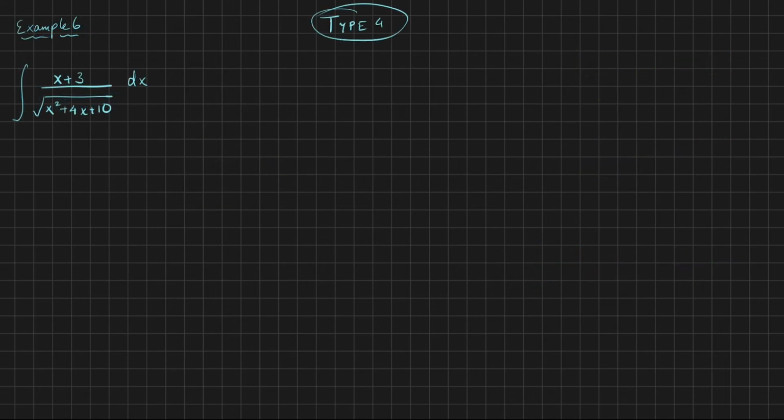For the last example, let's take a look at a type 4 integral. Now do you remember that for a type 2 integral, we converted it to a type 1 integral plus an integration by substitution? We are going to follow the same approach over here. We are going to convert a type 4 integral into a type 3 integral plus integration by substitution.